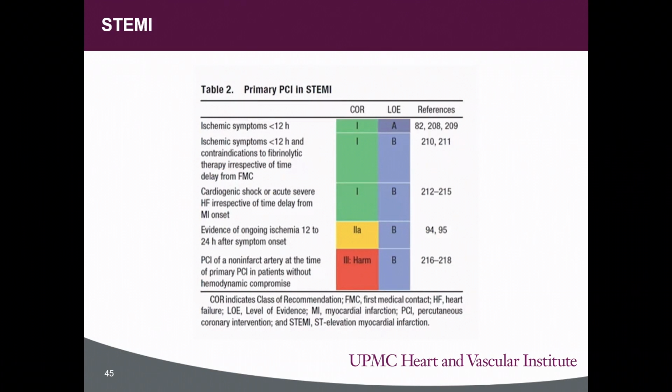So just thinking about indications for primary PCI, in most cases it's class 1 if you have ischemic symptoms that are under 12 hours. If the ischemic symptoms are less than 12 hours, and there are contraindications to fibrinolytic therapy irrespective of time, or if the patient is in cardiogenic shock or has acute severe heart failure, that's irrespective of time delay from the myocardial infarction onset.